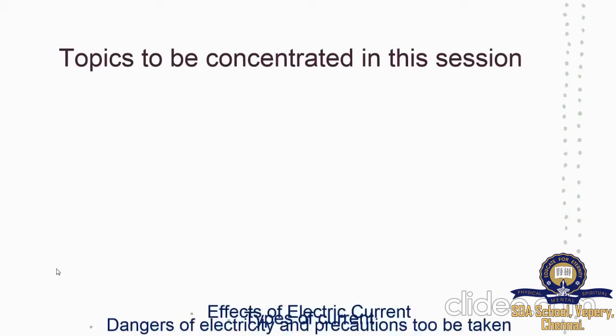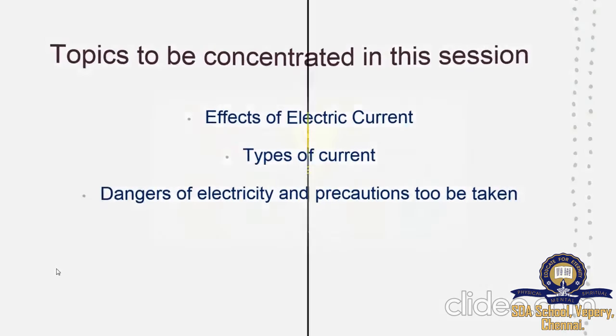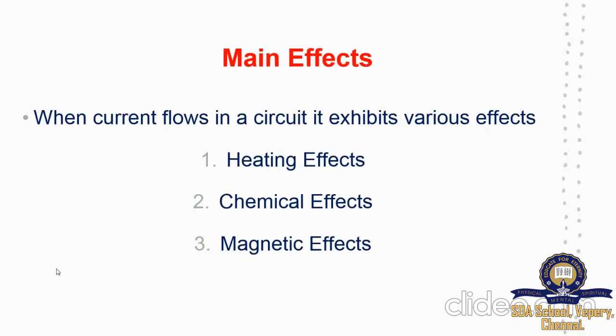The topics to be concentrated in this session are effects of electric current, types of current, dangers of electricity, and precautions to be taken. So first we see the effects of electric current. When current flows in a circuit, it exhibits various effects, and these three are the main effects we are going to see in today's class. First one is the heating effect, second one is the chemical effect, and third one is the magnetic effect. We'll see these three effects in detail in this video.